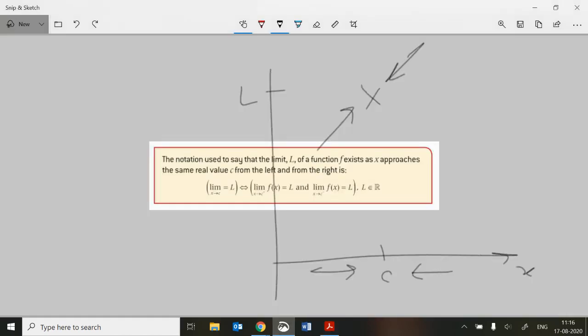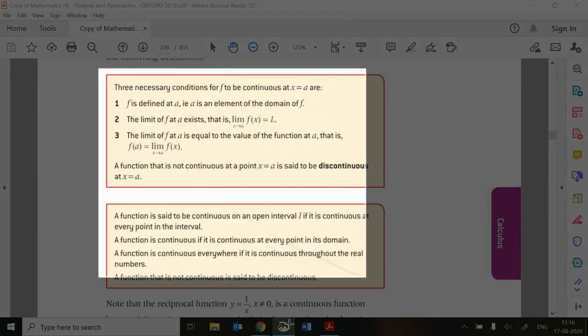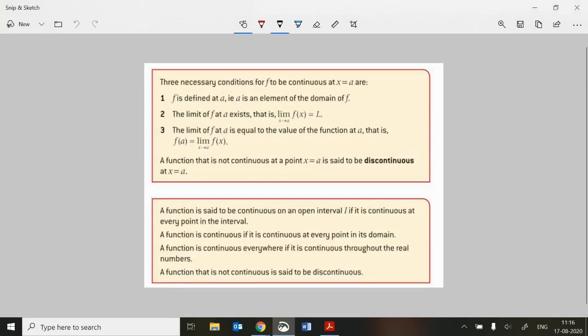So let's have a look at this, and I'm going to try and make some sense of it. It says that there are 3 necessary conditions for f to be continuous at a particular point. So at the start, we're just saying, is f continuous at a particular point.